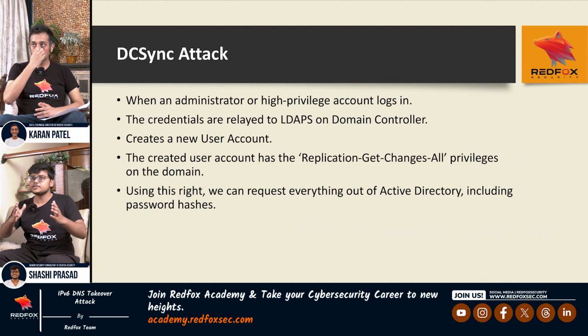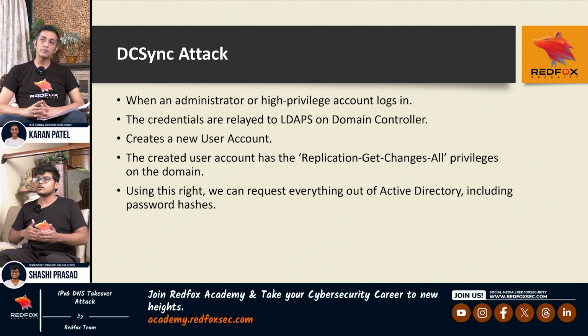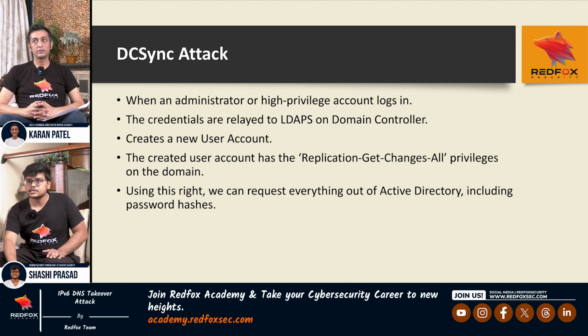So this is the same thing. When an administrator or high privilege account logs in, the credentials are relayed to the LDAPS service on the domain controller. Then we will create the account, give the account replication all privileges, and then we can just request everything from the Active Directory environment, and we go for the hashes. So yeah, that is what a DCSync attack is.